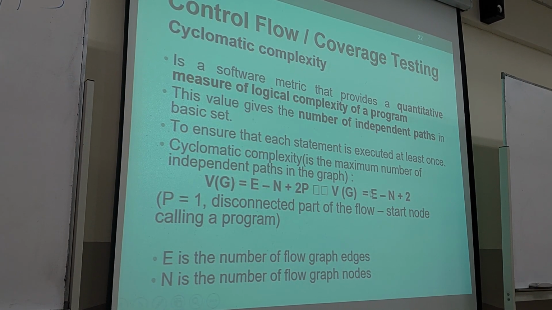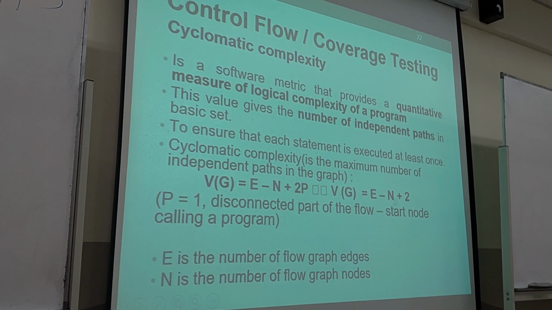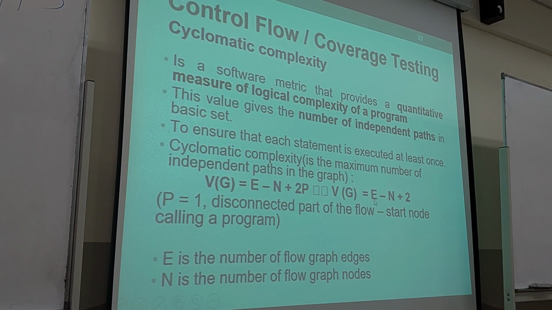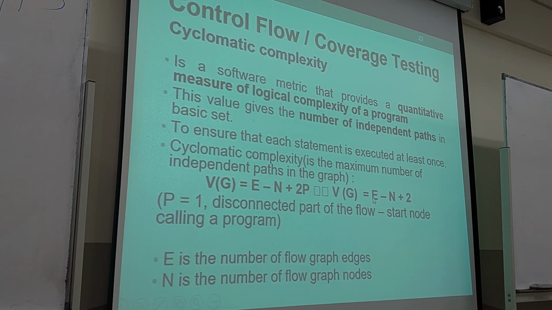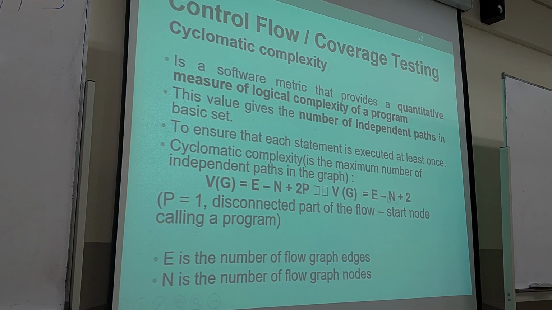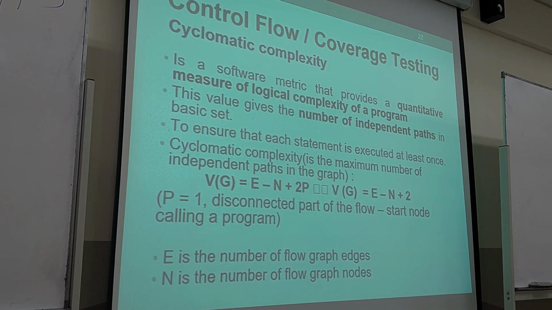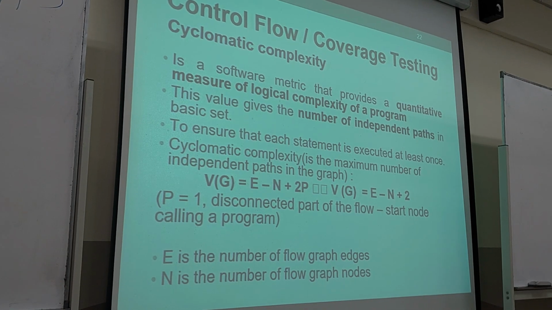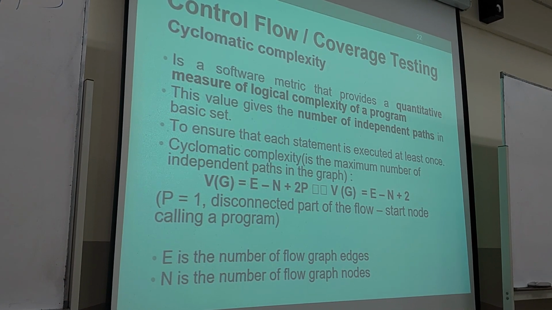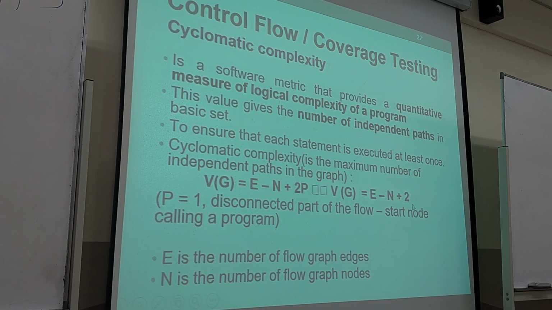Okay, so this must be minus, and normally E will be bigger than N. The edges will be more than N. Or the worst case can happen when it's very simple code, E and N will be the same number. So it means 3 edges, 3 nodes, for example. So your answer must be minimum 2. Cannot get 1. Cannot get 0. Cannot get negative. Minimum will be 2.